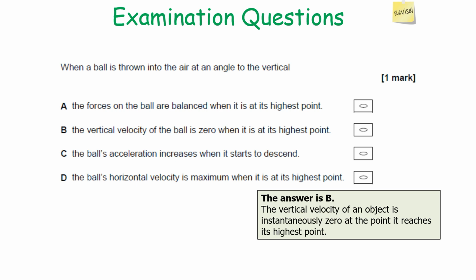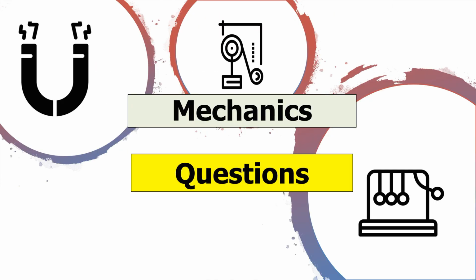Okay, well, again, how do we know that is going to be the case? Well, we don't, but what we do know is that the vertical velocity of the ball is 0 at its highest point, because when it's at its highest point, it'll instantaneously stop moving and then come back down, so therefore our answer is B. Let's have a look now at a few longer questions on the mechanics topic.